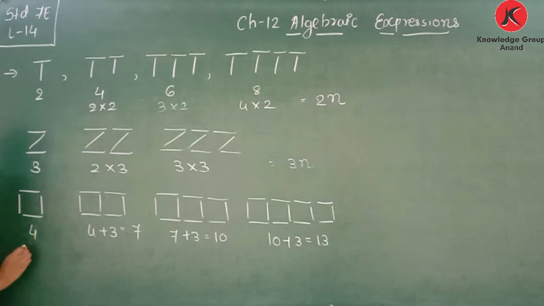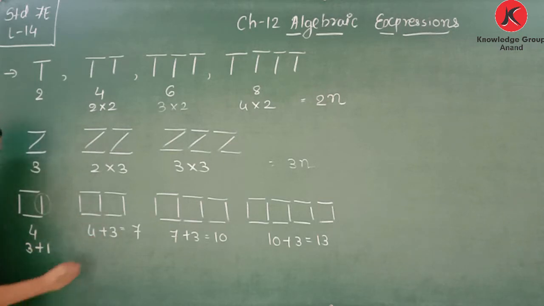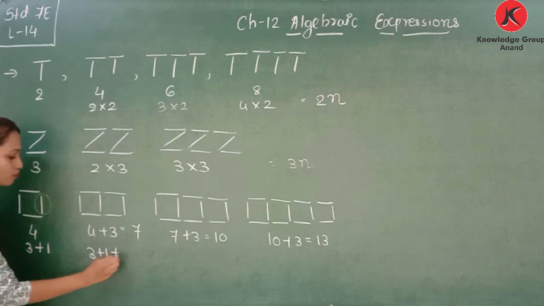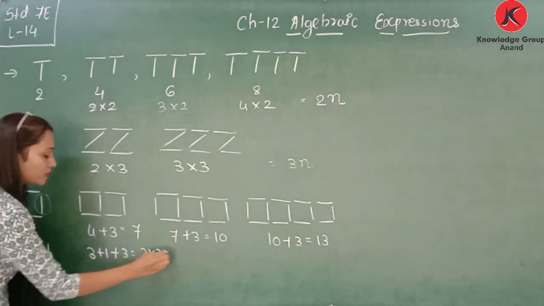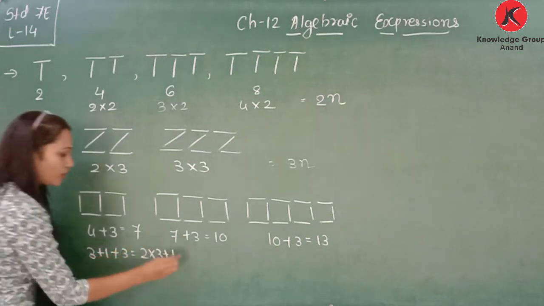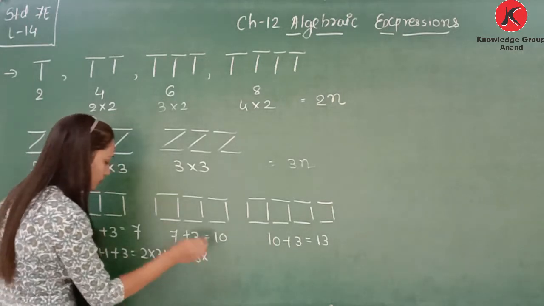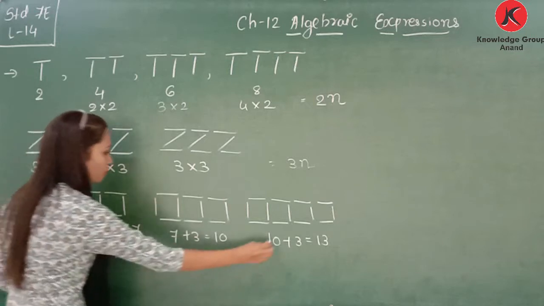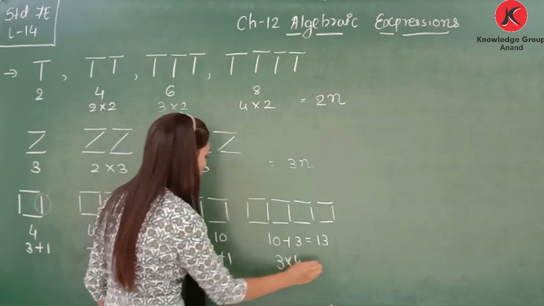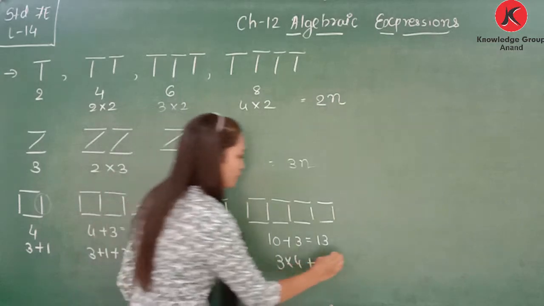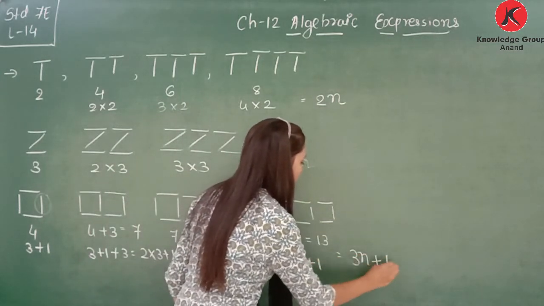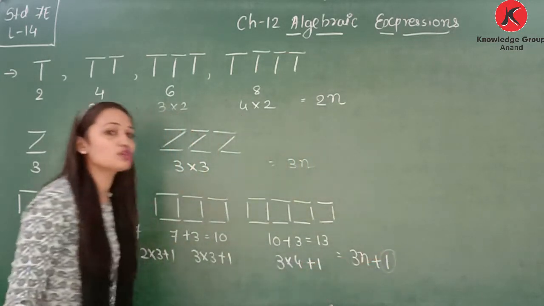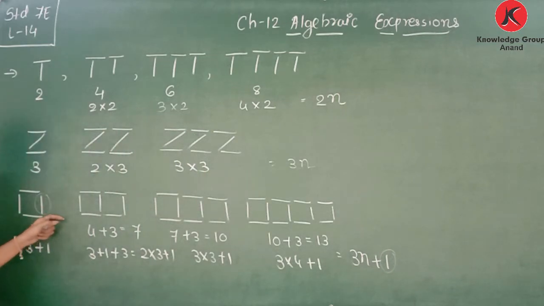So if we consider this as 3 plus 1, this is the extra matchstick that we need. So here you can write 3 plus 1 plus 3. So that is 2 multiplied by 3 plus 1. Here we can write 3 multiplied by 3 plus 1. For this we can write 3 multiplied by 4 plus 1. So the pattern for this is 3n plus 1. The 1 is the extra matchstick we needed for a consecutive pattern.